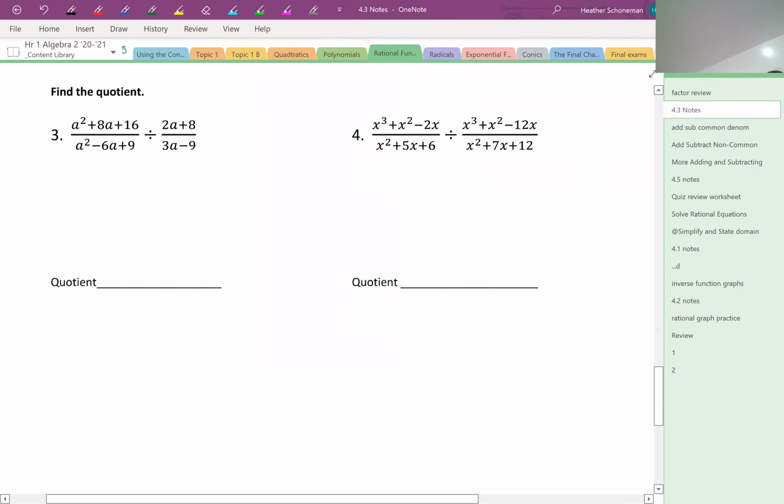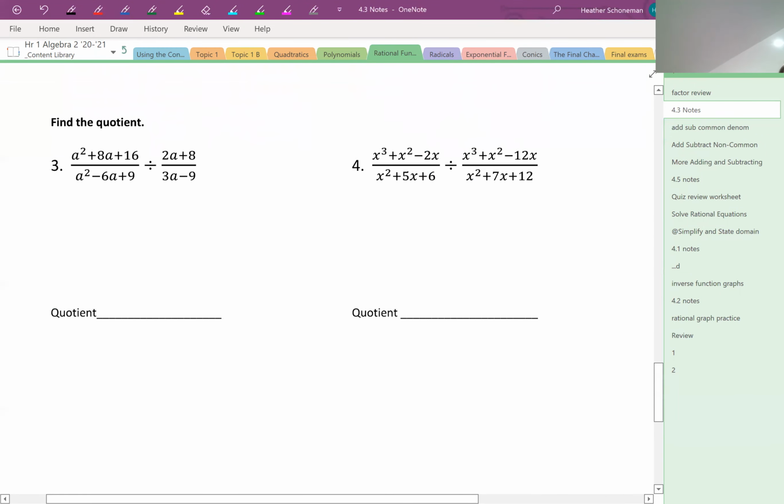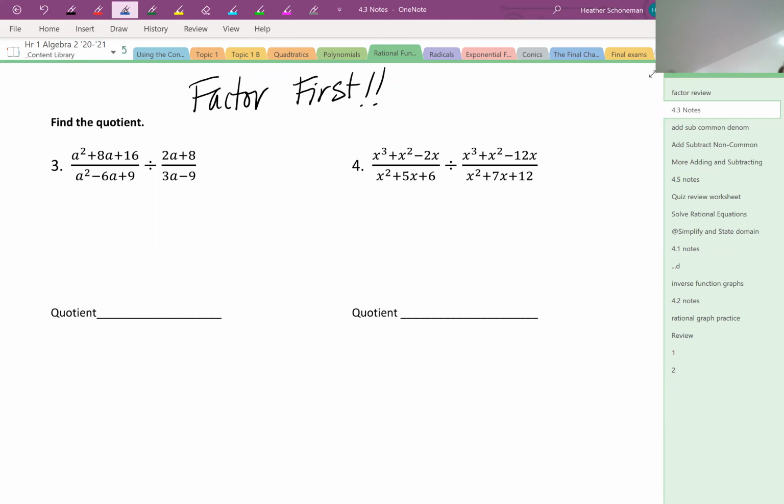All right, just 2 more. These have pluses and minuses, and because they have pluses and minuses, I have to factor first. Okay, but because it's got a division, I've got to flip the right one. Okay, so I'm going to factor and flip all at one time, so I don't have to rewrite this over and over again.